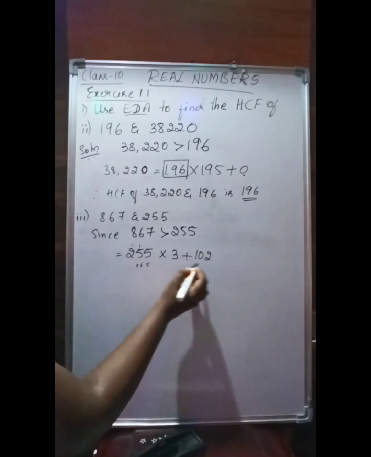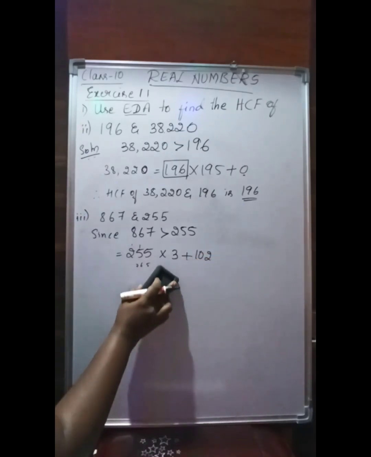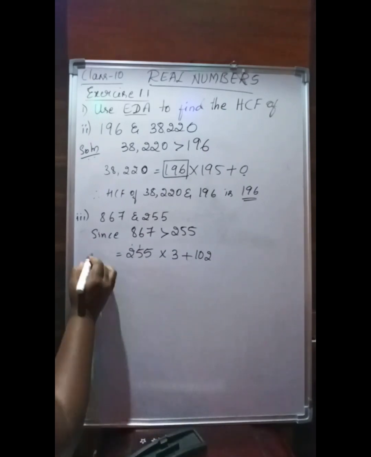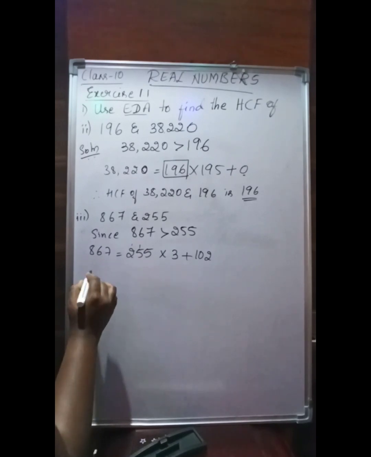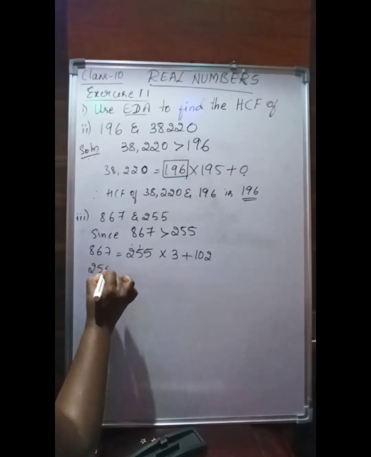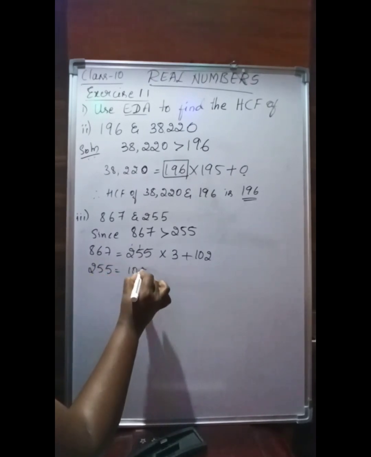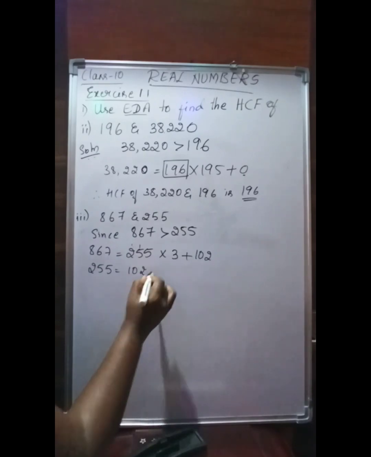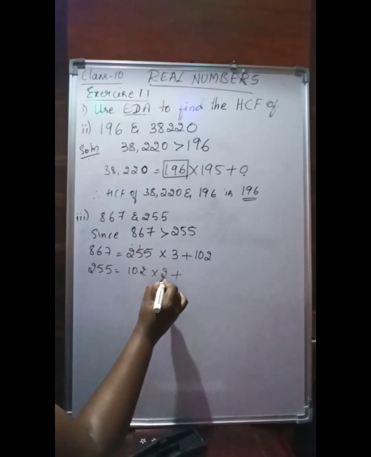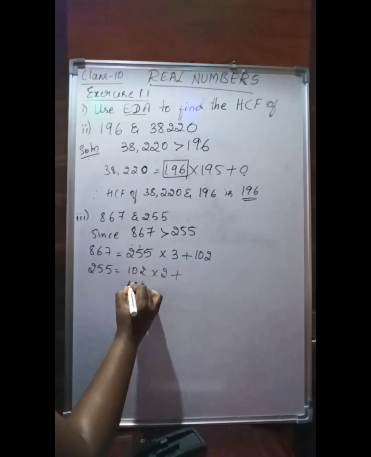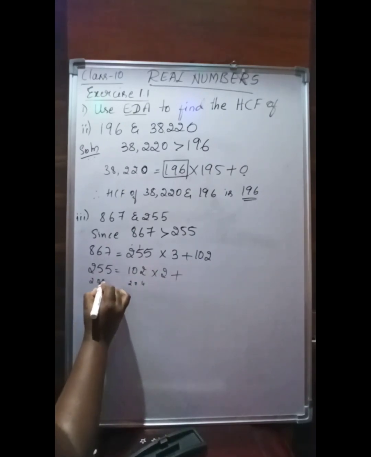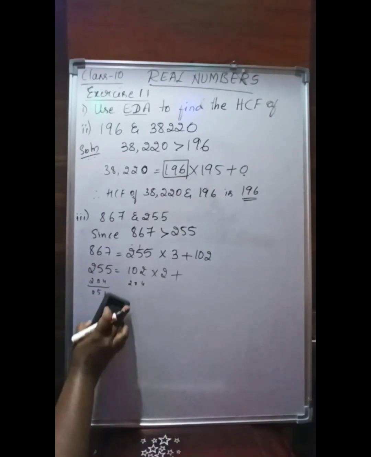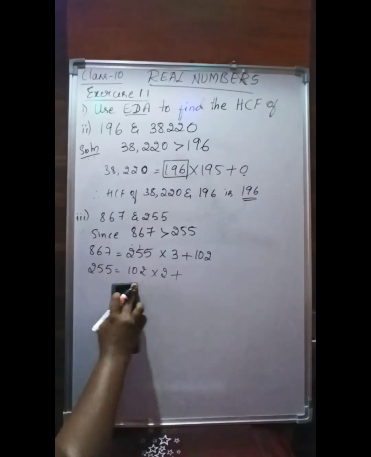Now consider 255 as A and 102 as B. So into 2 you can consider, that is 2 2s are 4, 2 0s are 0, 2 1s are 2. So 255 minus 204 you will get is 51. So the remainder is 51.